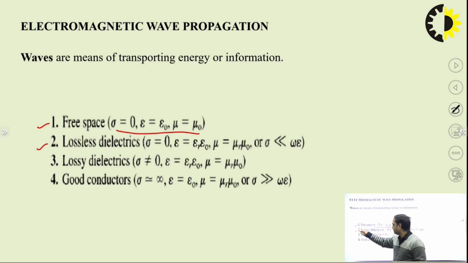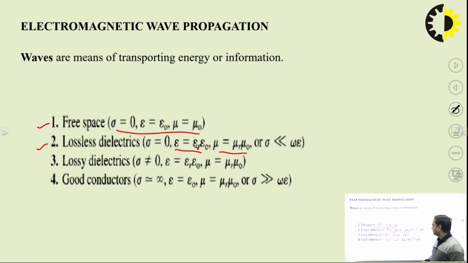The second wave medium in which propagation takes place is the perfect dielectric, where sigma equals 0, epsilon equals epsilon naught times epsilon r, which is the relative permittivity, and mu equals mu r times mu naught. The condition for this is sigma is very much less than omega epsilon.